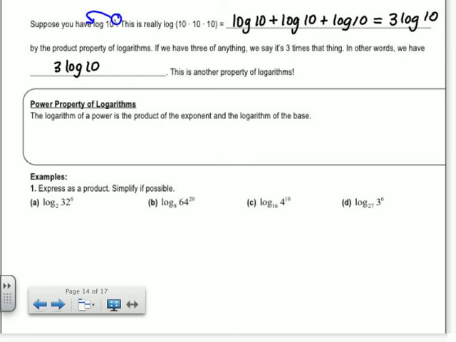This is another property of logarithms. Here's how we would write it. If I have log base b of x to the c, that c can just go to the front, because it's like writing out log base b of x, added together c times. So it's just c log base b of x.